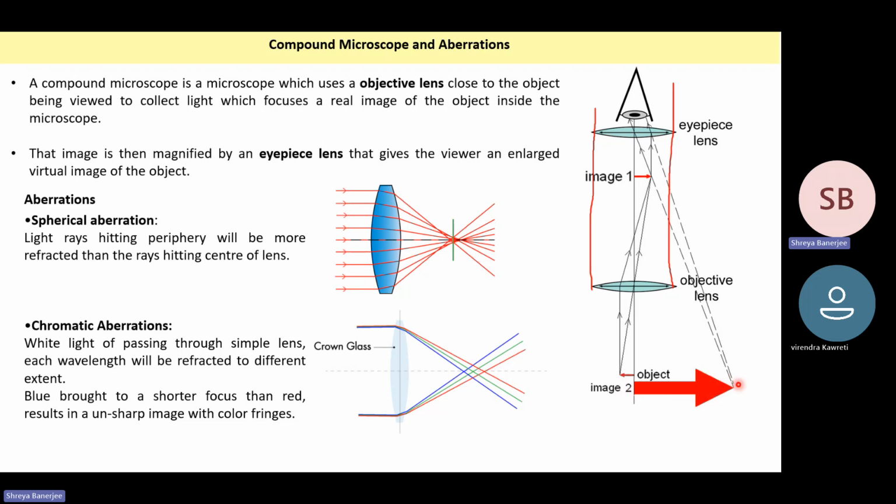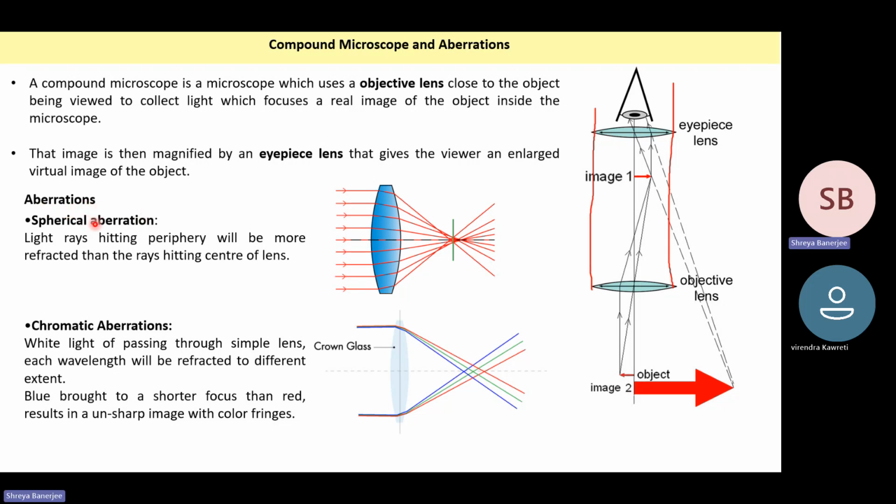So overall, the image that the eye is observing is this highly magnified image. And that is why the compound microscope is much better than the simple microscope for viewing tiny objects. Now, there are some aberrations that can occur in a microscope.